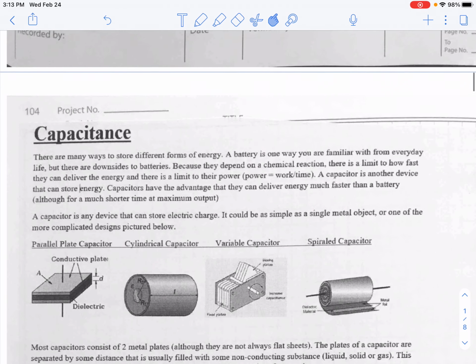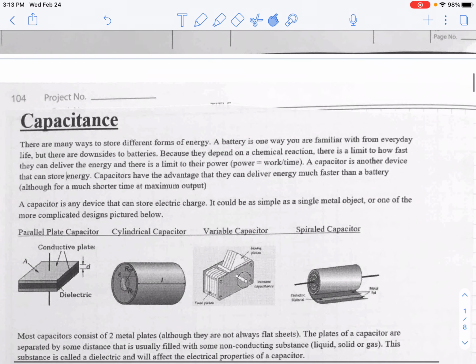There were several different forms for capacitors. Dielectric is in the middle here.